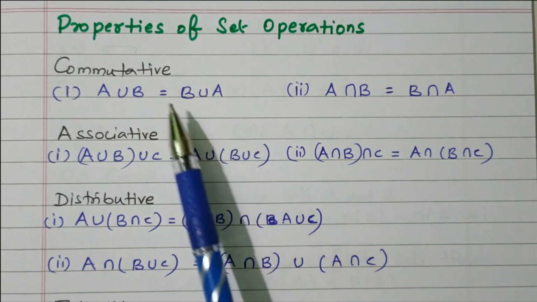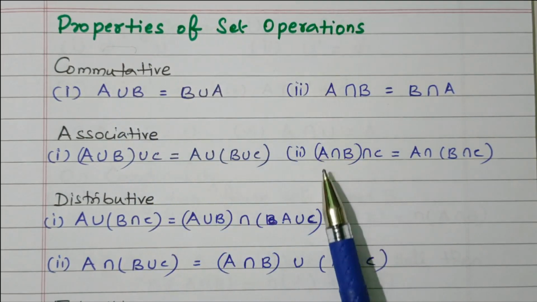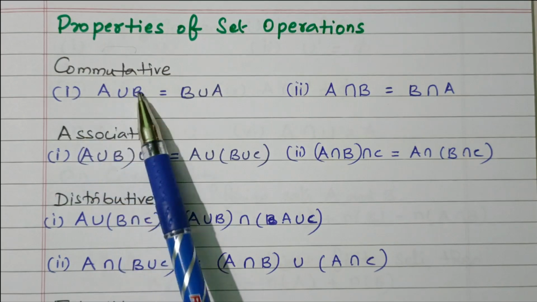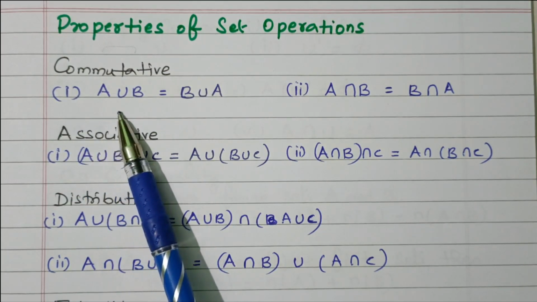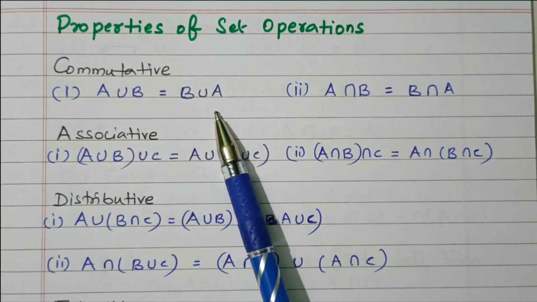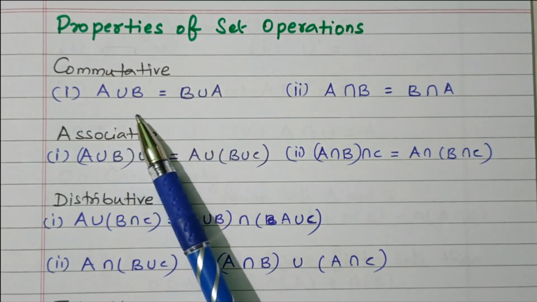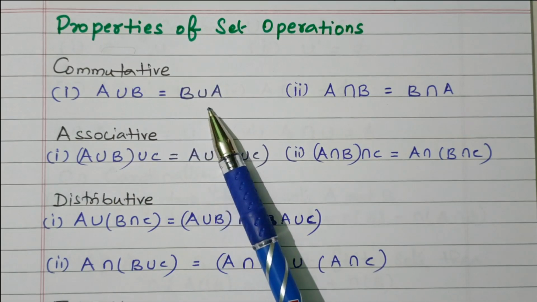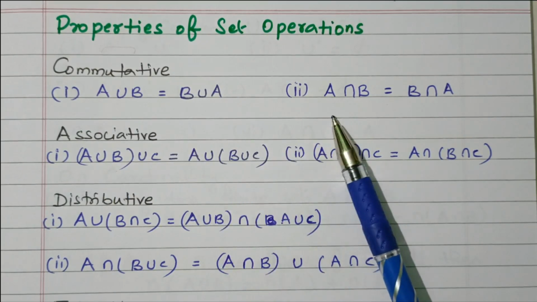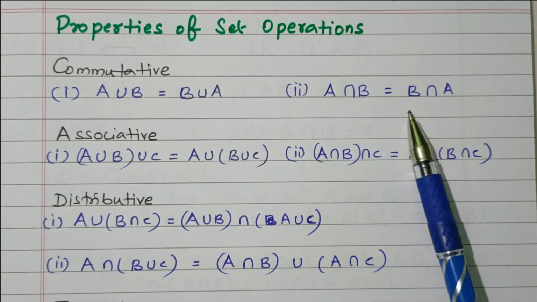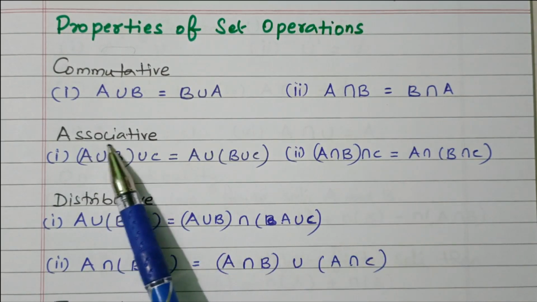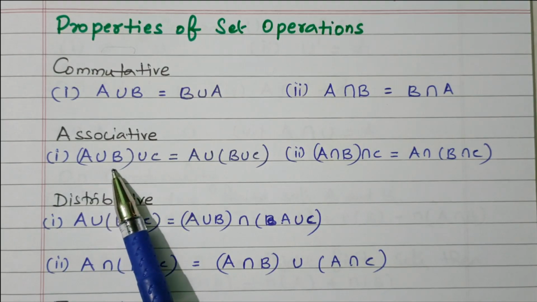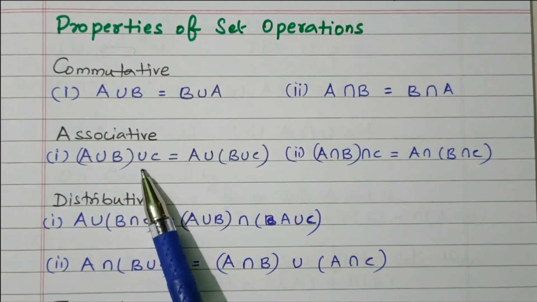Now we will go to the topic property of set operation. First one is commutative. In that, two divisions are available. First division: A union B equal to B union A, right? A union B, if you take, that is equal to B union A also. Similarly, A intersect B is equal to B intersect A. So both are equal.